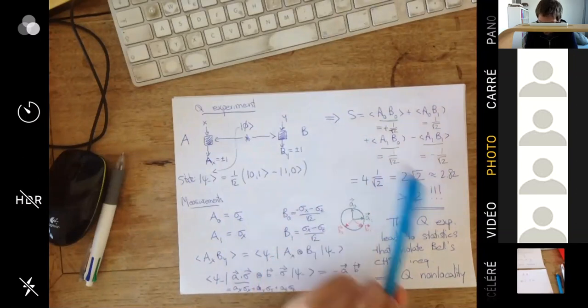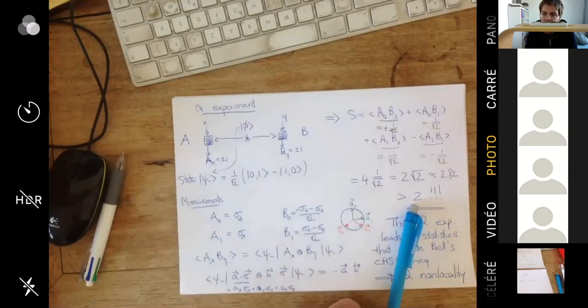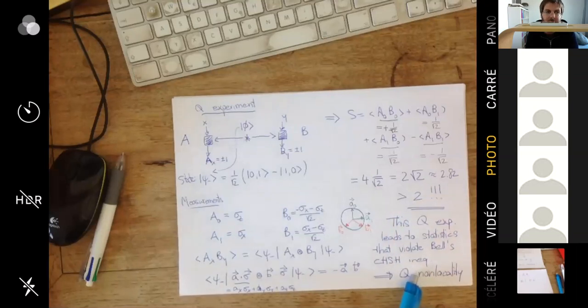And so in Alain's experiment, he didn't find 2.8 because there are always some imperfections in experiments. He found something like 2.7, I think. But you see, 2.7, it's way bigger than 2. And so he concluded that this is the observation of quantum non-locality in the lab.